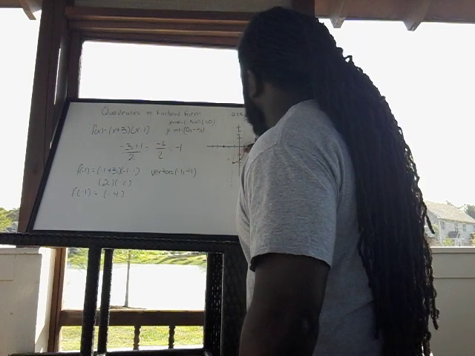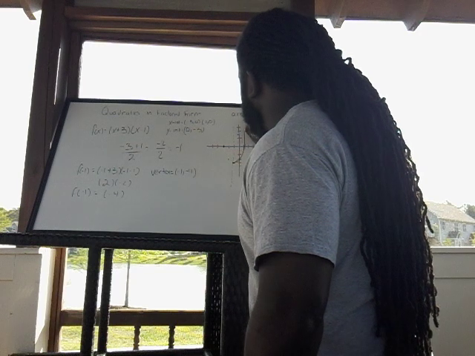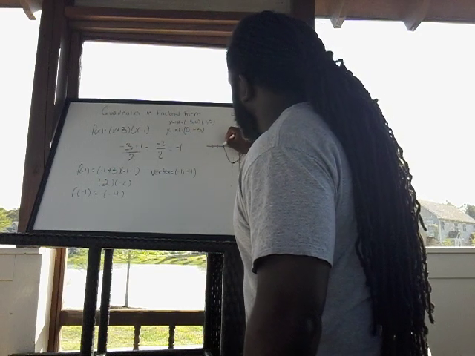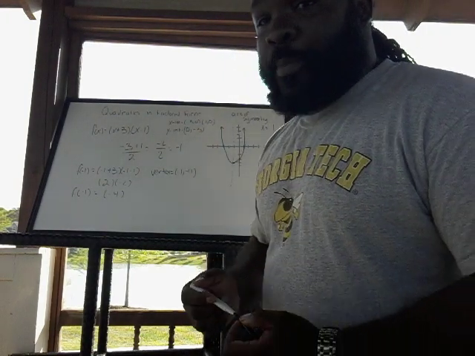Now I can draw my parabola right through my vertex. Oh, that's a bad line. Right through my vertex, through my y-intercept, through my x-intercept, right through my vertex. And now we've drawn our parabola, right?